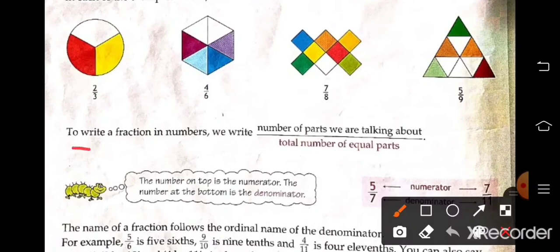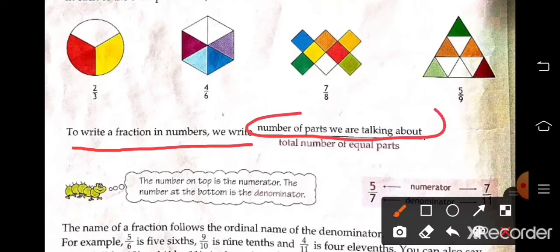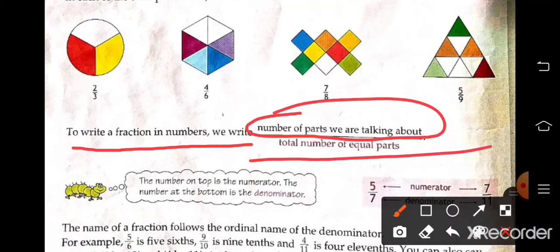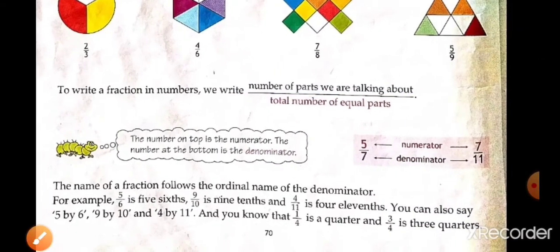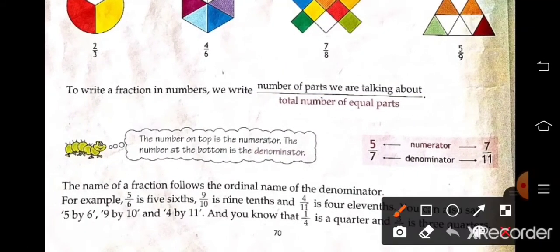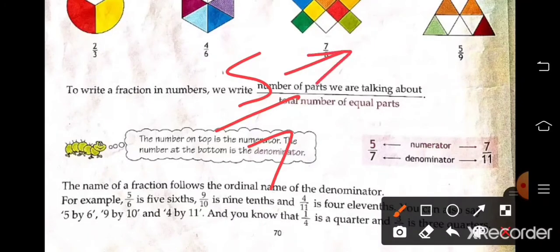To write a fraction in numbers, we write the number of parts we are talking about upon the total number of equal parts. Okay, the number at the top is the numerator and the number at the bottom is the denominator. Okay, means 5/7. This is the numerator and this is the denominator.